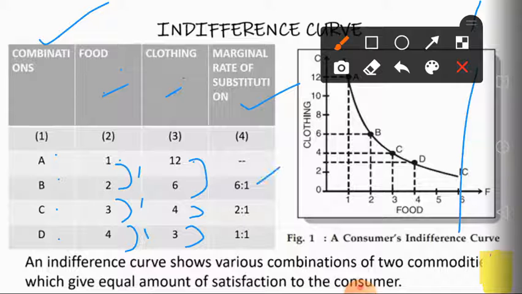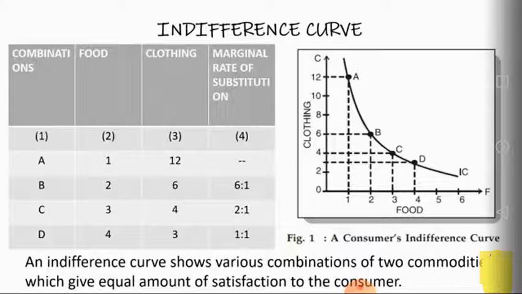So this tendency is called marginal rate of substitution. And due to that tendency, this IC curve is going downward. So what this curve is actually showing is that an indifference curve shows the various combinations of two commodities which give an equal amount of satisfaction to the consumer.